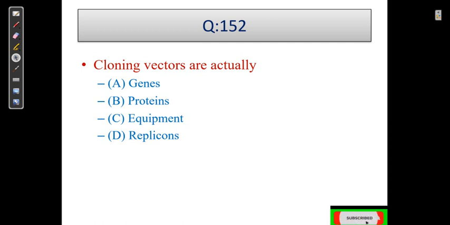Cloning vectors are actually gene, protein, equipment or replicons. The clones are used to do the replication. So it is replicons.